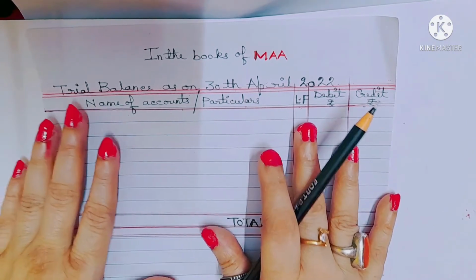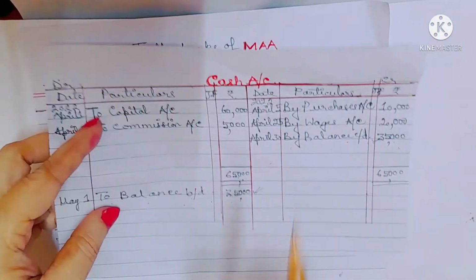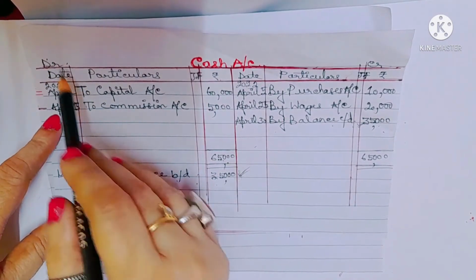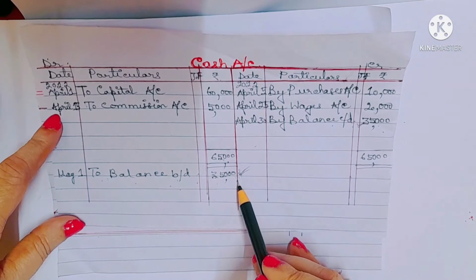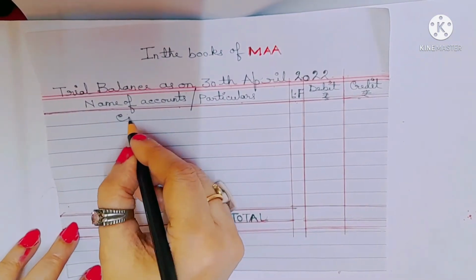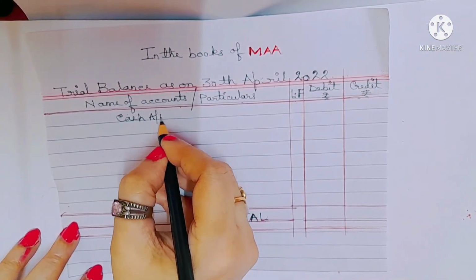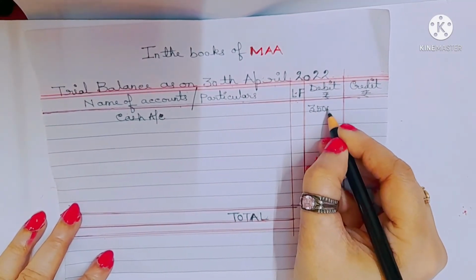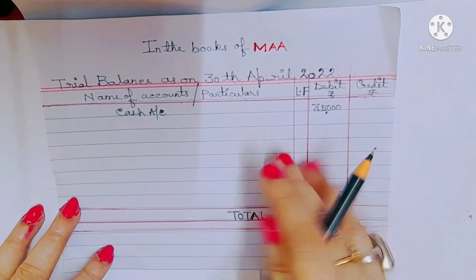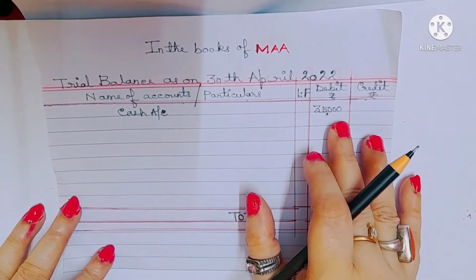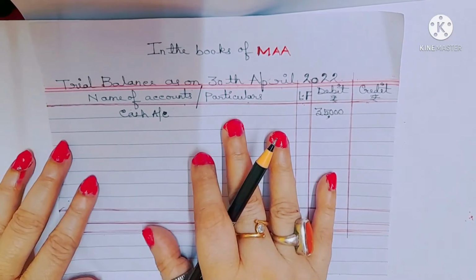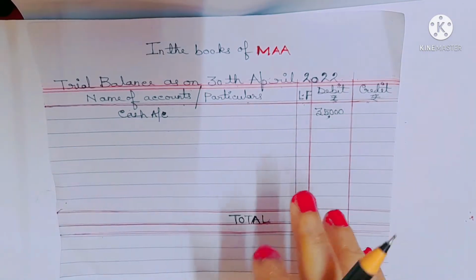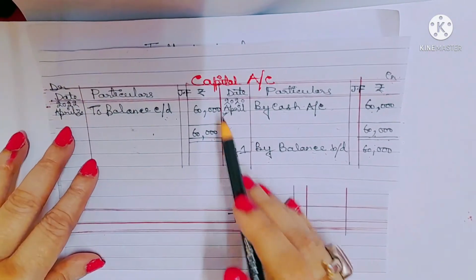So let's see the first account. Cash account is a debit balance. Straight away, yes. See, beneath the debit side total, 35,000. So we'll write cash account. Since cash account is a debit balance, the amount will appear in the debit column. Now let's see the next account.